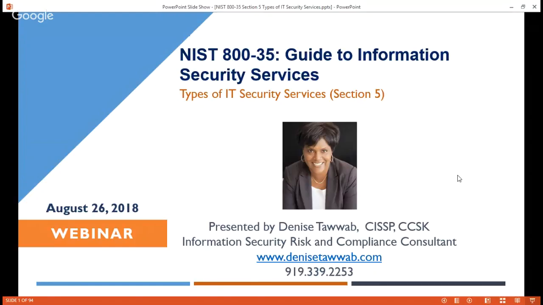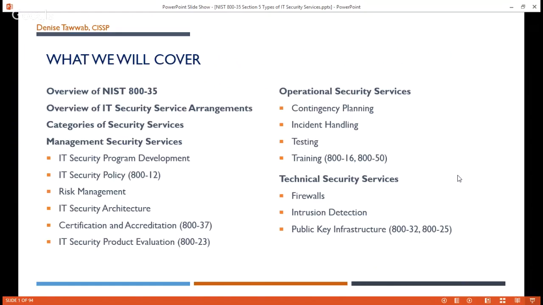Today I'm talking about NIST Special Publication 835, Guide to Information Security Services. And we're going to talk about the types of IT security services. What we're going to cover, we're going to do a brief overview of the publication, its intended audience, and sort of what you can expect.